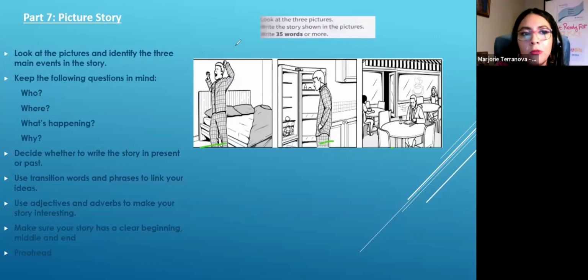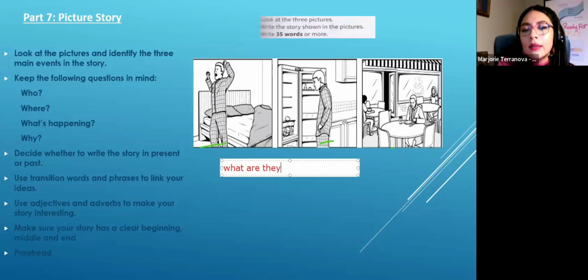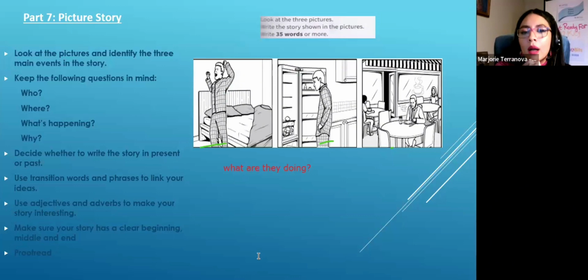So what is the question for recognizing the 3 main events? The question is, what are they doing? So, okay, picture number 1, what is he doing? Don't expect them to say, oh, he's yawning, because they won't know the verb yawn at this time. But they can say, oh, he got up, or he is getting up, or he is getting out of bed. And then in picture number 2, what is he doing? Well, he is looking for food, I think. I think he's hungry, right? He's looking for food. He's opening the fridge.